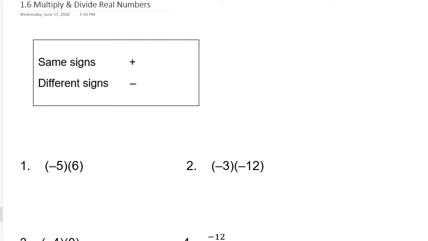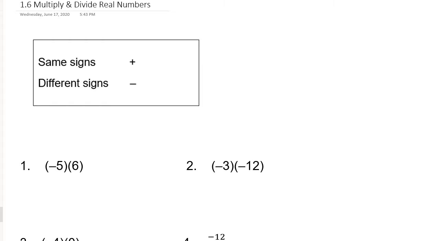All right, the rules for multiplying and dividing are pretty simple. It's the same rule for both multiplication and division. If the 2 numbers you have both have the same sign, your answer is going to be positive. And if the 2 numbers have different signs, your answer is going to be negative.